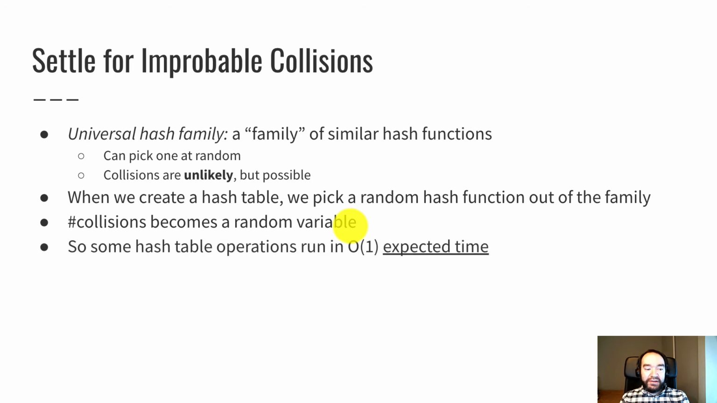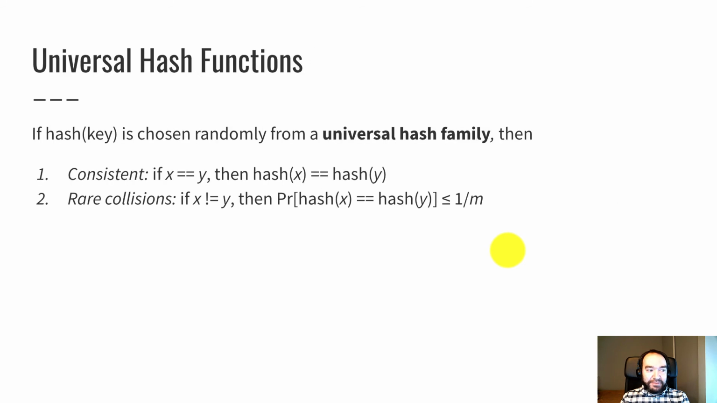That will cause the runtime of some hash table operations to be a randomized variable, and the runtime of some hash table operations is constant expected time. Expected means on average in this randomized scenario. We'll get into what that means in the next video.